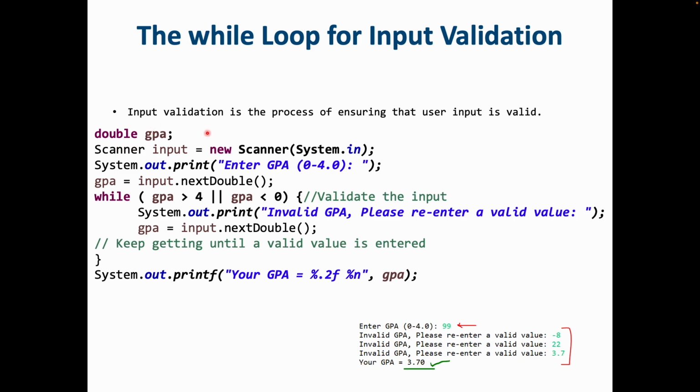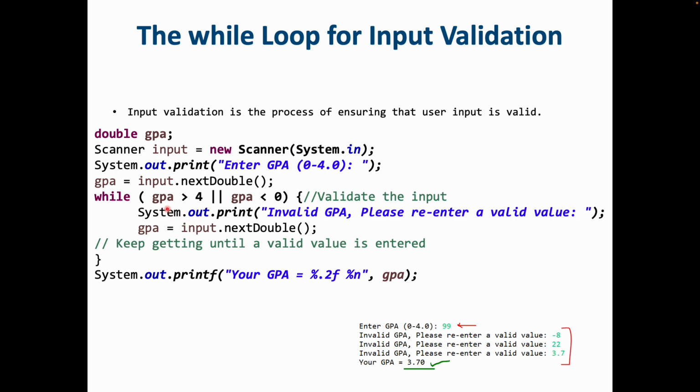Then we define a scanner, and then we take it from the keyboard, the import. And then we say, okay, enter GPA from 0 to 4, and then we read it. For the GPA, input that next double, so we read the input from the user and keep it as a double. And then we check, while GPA is greater than 4, or if it is less than 0, it means that the user didn't provide a valid GPA for us.